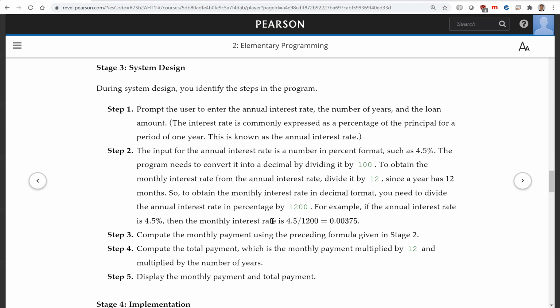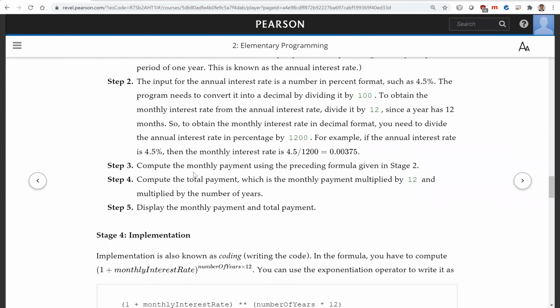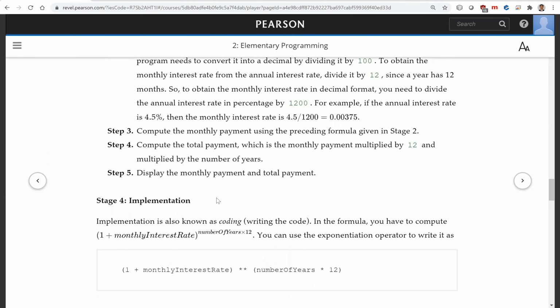So we're going to do it. For instance, if the input is 4.5, that is the annual percentage interest rate. We're going to divide it by 100 and then divide it by 12. So this is the monthly interest rate. And now, in step 3, we compute the monthly payment using the math formula presented before in the analysis. Step 4, we'll compute the total payment, which is the monthly payment multiplied by 12 and multiplied by the number of years. Finally, we'll display the monthly payment and total payment.